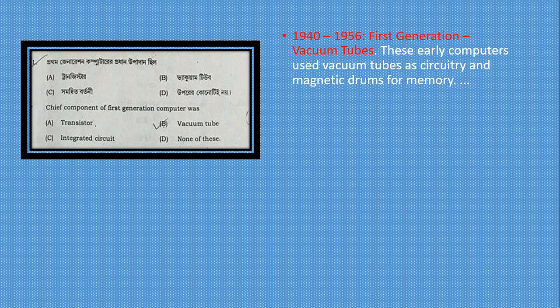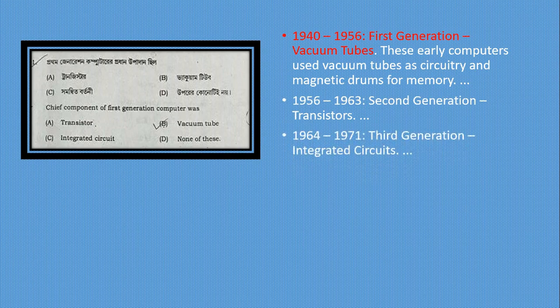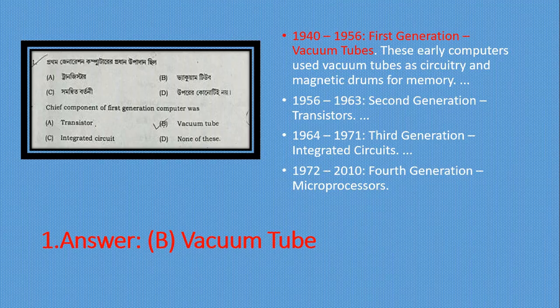First question, chief components of first generation computer was transistor, vacuum tube, integrated circuit, none of these. First generation used vacuum tubes, second generation used transistors, third generation used integrated circuit IC, and fourth generation microprocessor. So the right answer is vacuum tube, option B.